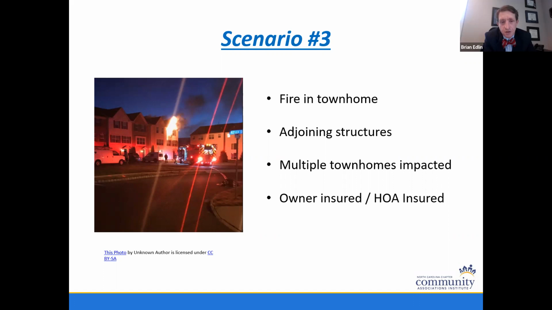But this could be a potentially complicated situation, and it requires an immediate response by obviously emergency personnel, but then right after that, mitigation, like Austin was talking about. Right, Austin?